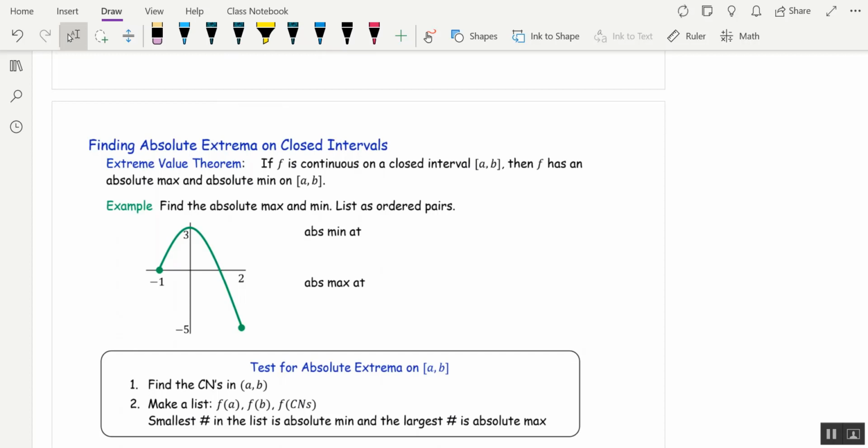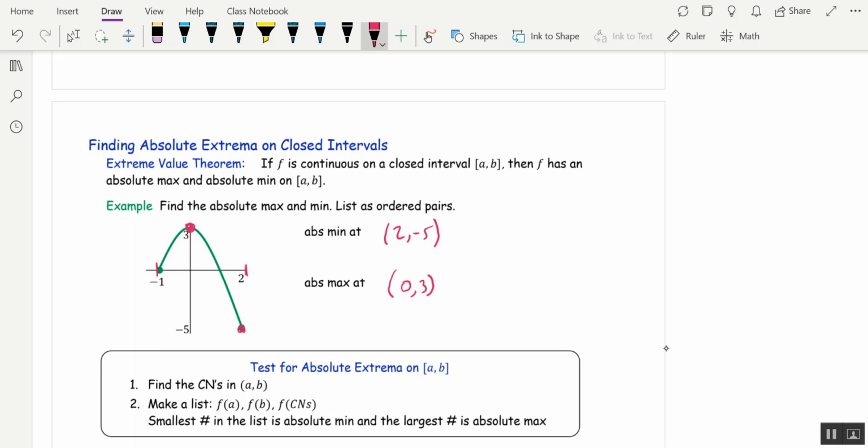That just means maxes or mins. So if we have a closed interval, we have a theorem that tells us as long as the function is continuous, there will be an absolute max and there will be an absolute min. So in this picture here, if I'm just looking at the interval from -1 to 2, the absolute max is up here. If I give both coordinates, that would be (0, 3), and the absolute min happens over here at an endpoint. That happens at (2, -5).